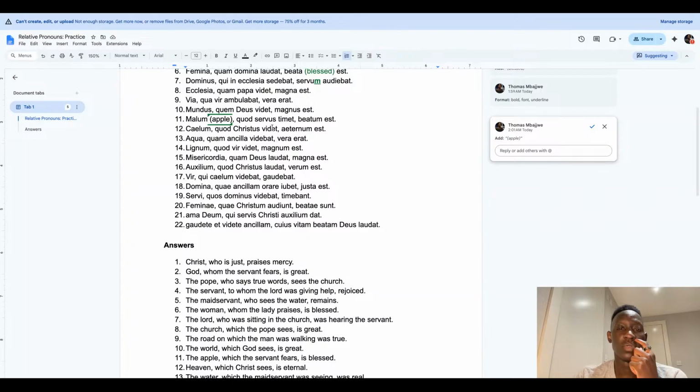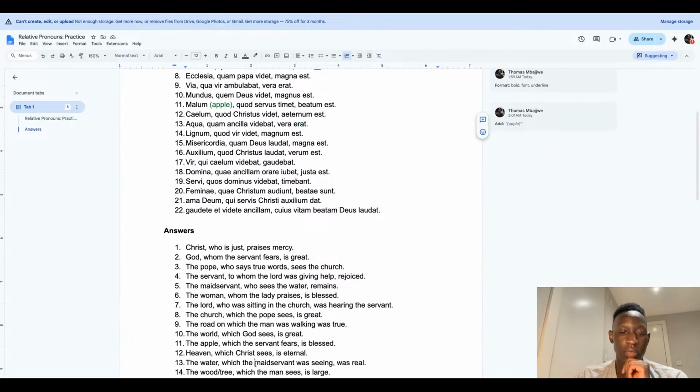Caelum quod Christus videt aeternum est. Heaven, which Christ sees, is eternal. Aqua, quam ancilla videbat, vera erat. The water which the maidservant was seeing was true, was real. I like that these don't make much sense in themselves, so it forces one to actually get the accurate translation. Nice hack.